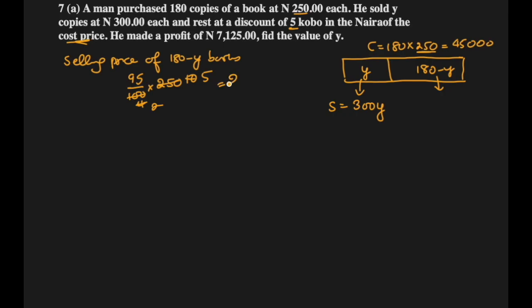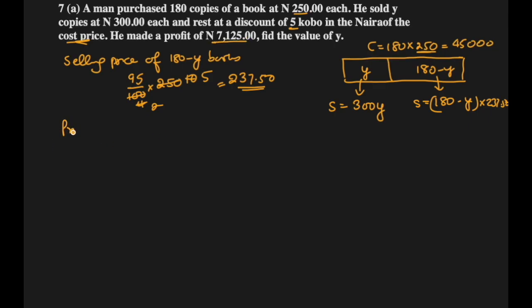This comes out to be 237.50. This was the price of these 180 minus y books. So the selling price for them becomes the number multiplied by 237.50, right? Now, they said he made a profit of this much.